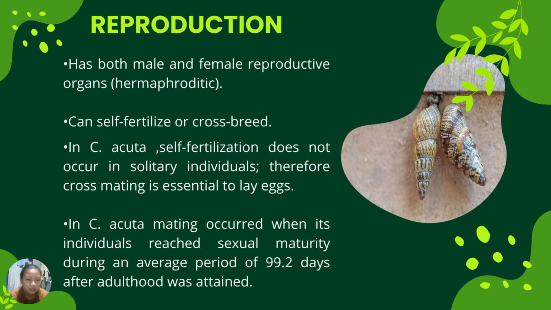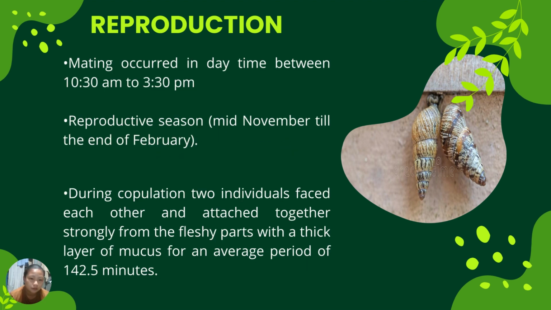In Cochlicella acuta, mating occurred when individuals reached sexual maturity, during an average period of 99.2 days after adulthood was attained. Some snails, when they reach adulthood, can already mate. But in Cochlicella acuta, they need to reach sexual maturity first before mating. So, adulthood and sexual maturity. Mating occurred in a day between 10:30 a.m. to 3:30 p.m. Its reproductive season is from mid-November to the end of February.